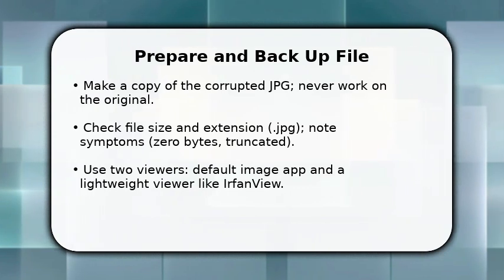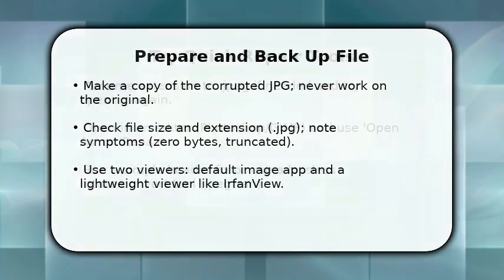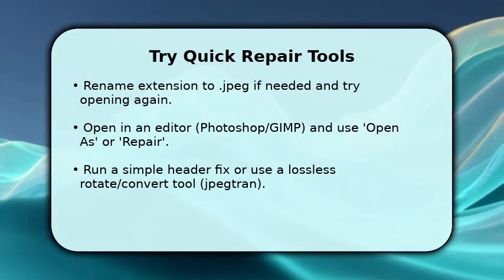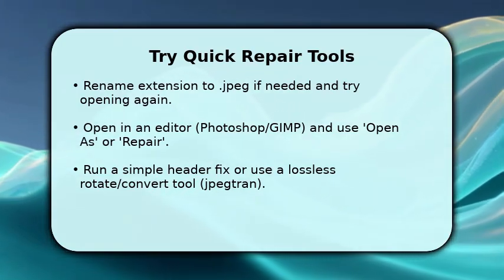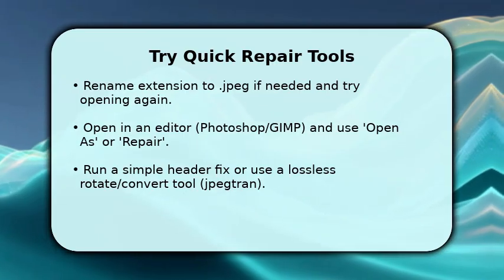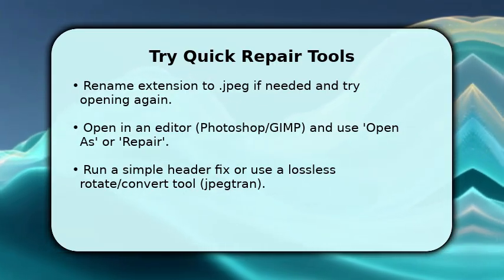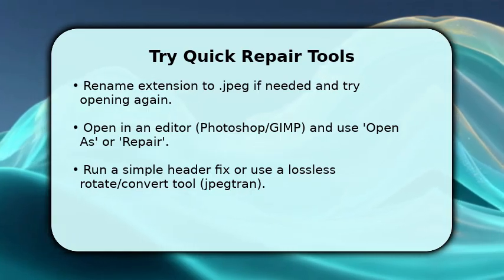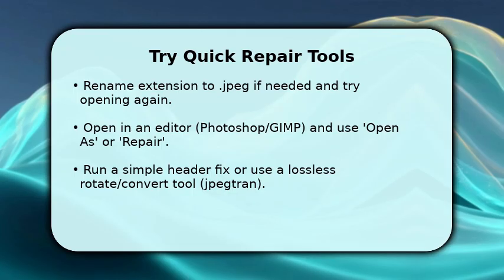You now attempt hands-on fixes. Rename the extension to JPEG and try opening because some apps read alternate extensions. If that fails, open the copy in an editor like GIMP or Photoshop and use Open As or Import. Editors sometimes reconstruct missing JPG segments. Once open, export a new file.